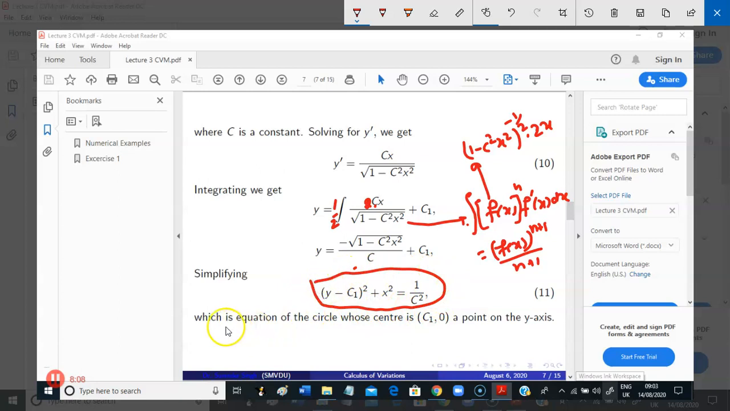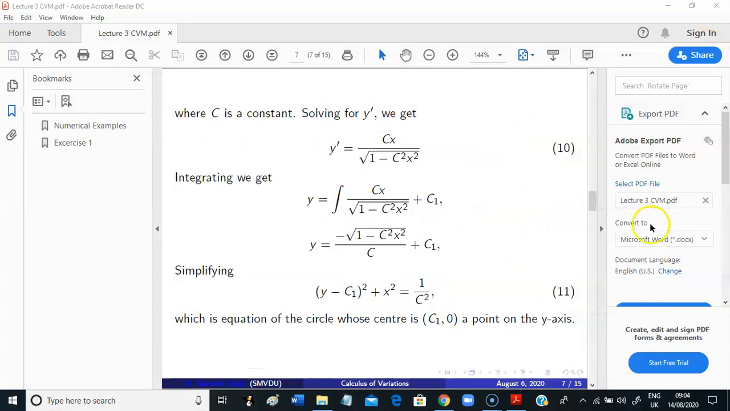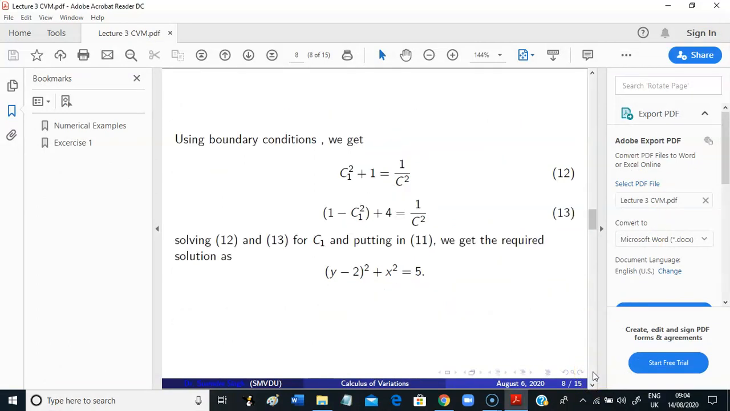And what is it? This is the equation of a circle whose center is at this point on the y-axis, and the radius can be calculated by the formula as given in geometry. Using the boundary conditions, we can find the value of this arbitrary constant, and it comes out to this. This is the final solution.